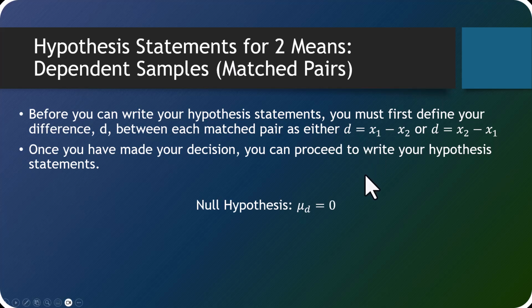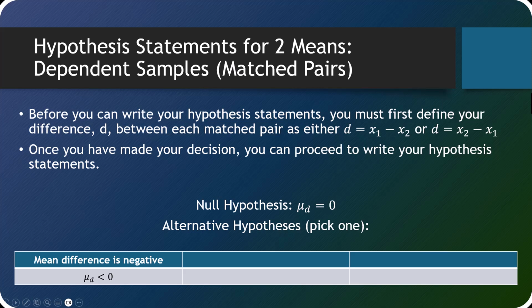So the null hypothesis, regardless of how you define your difference, is always going to be the same: mu sub d is equal to 0. And then your alternative hypothesis has to be one of the three following statements. Either your mean difference is negative, so mu sub d is less than 0, or the mean difference is positive, mu sub d is greater than 0, or you're not sure which way it's going to go, so you have to consider both possibilities. So you would simply say that mu sub d is not equal to 0.